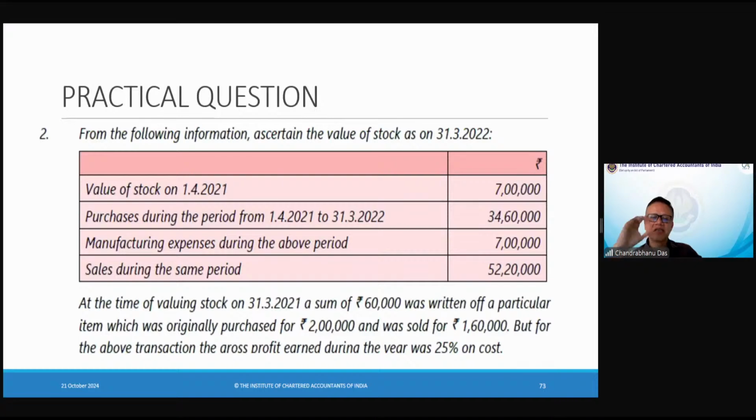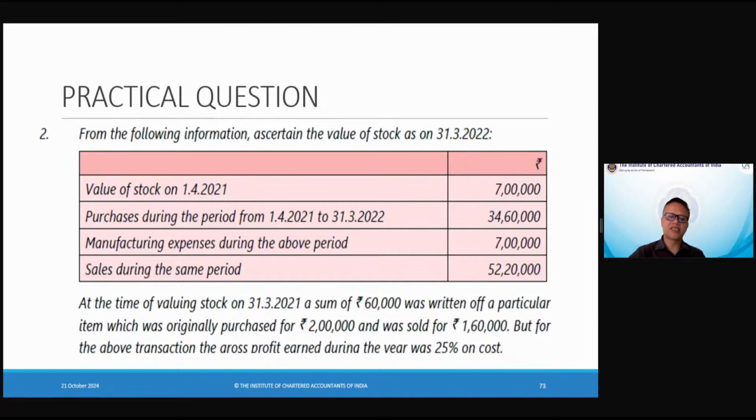What happened? This stock is written down to 60,000, which means now this value has decreased, and when you're selling it, definitely you are selling it at a profit because you have sold it for a higher amount after the value has decreased. When you originally purchased and you found that the value is not that much, you decrease its value.